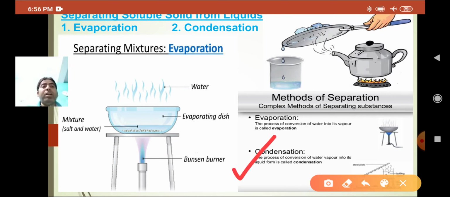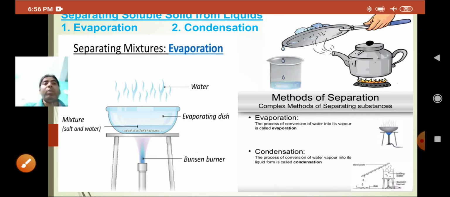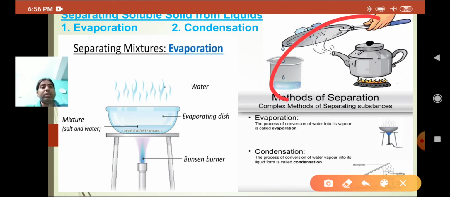The next one is condensation. What do you mean by condensation? The process of changing vapor into liquid state on cooling is called condensation, and this method is used to obtain a liquid from its solution. You can see here, the liquid is getting condensed. We can get water from the salt solution by this process. This is the process of condensation.